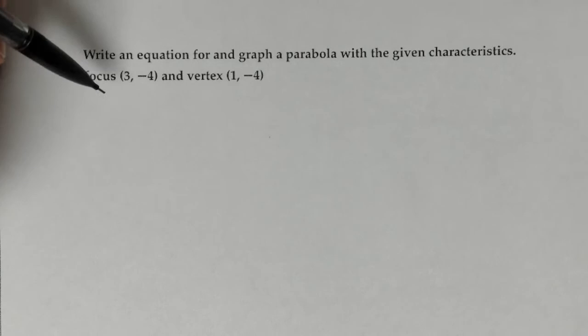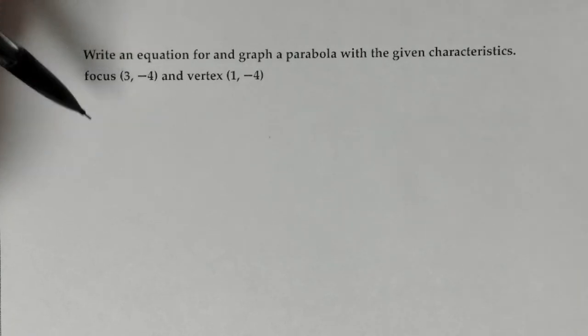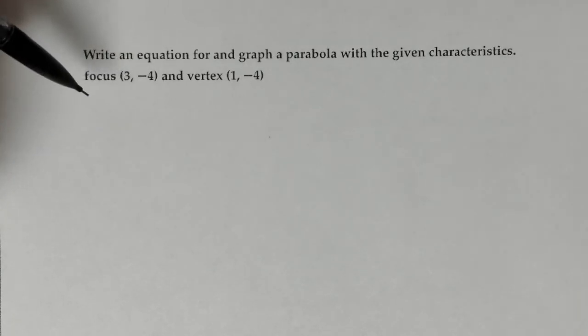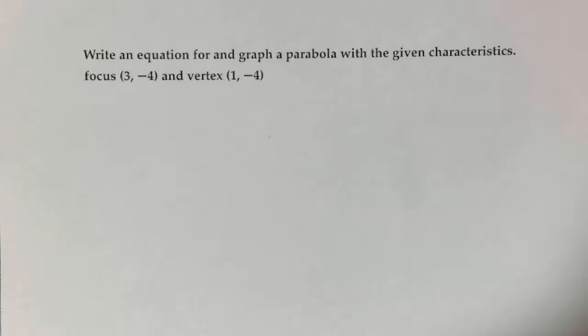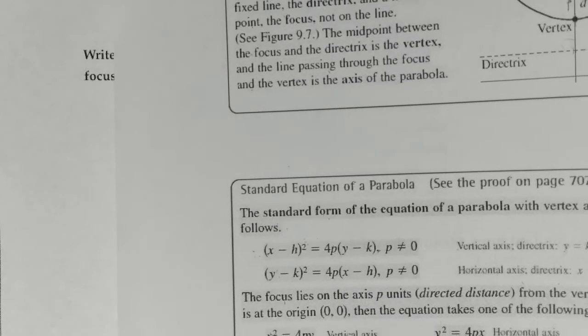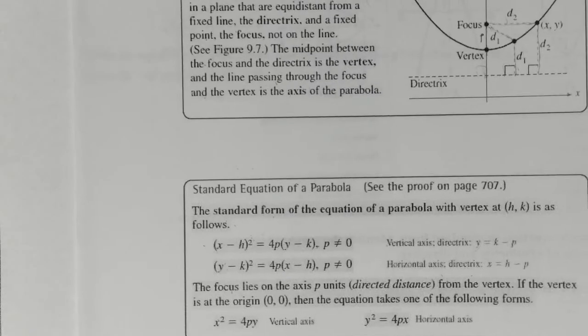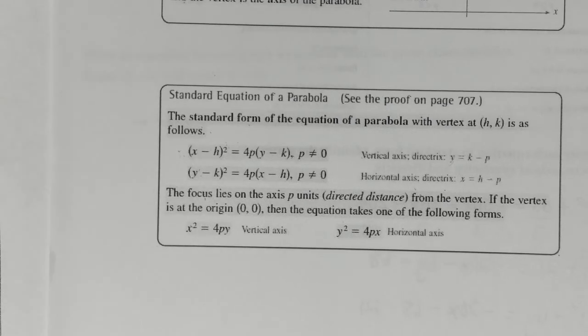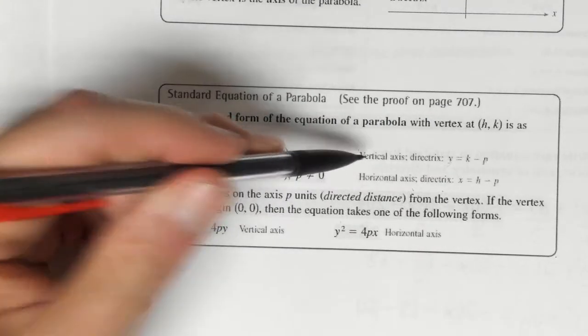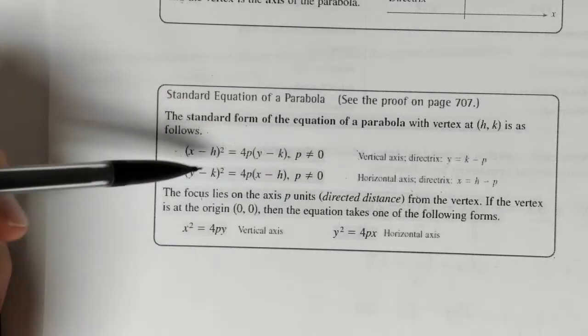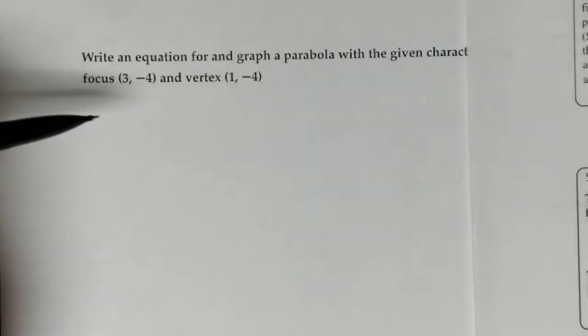All right. Next, we have to write the equation for a parabola with a focus at 3, -4 and a vertex at 1, -4. All right, so I'm going to go and find my notes on parabola. Once again, just like for an ellipse, a parabola has two forms. One form for a vertical parabola and one for a horizontal. So again, it's very important to see which one that we have here.